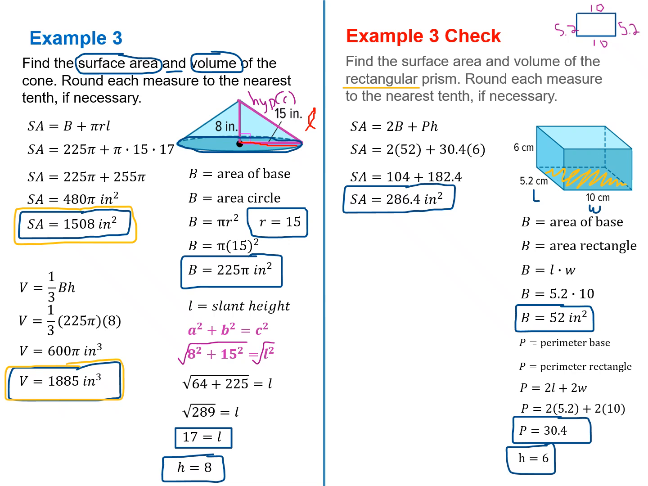Now let's move on to the next piece and find the volume. The volume here is the area of the base times the height. We already have both pieces, so we plug them in. The area of the base is 52 and the height is 6, which gives us a volume of 312 inches cubed. Hopefully that's the answer you came up with.